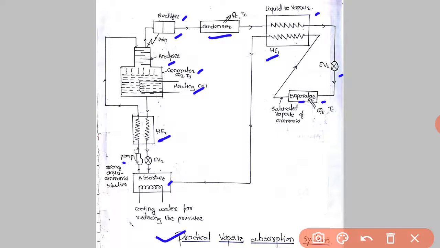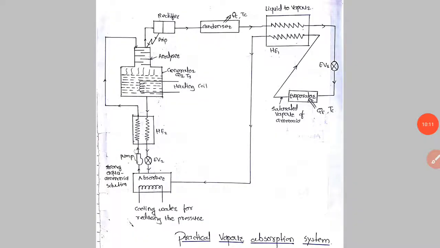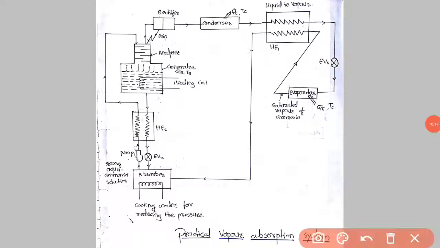So see here how it works. The vapor from the strong aqua ammonia solution forms in the generator, where heat is supplied externally. The vapor rises in the generator. See, here is the generator. The strong liquid aqua ammonia solution is heated and vaporizes, and the vapor consists of ammonia vapor with a small quantity of water. So what we have to do, this vapor passes through the analyzer.